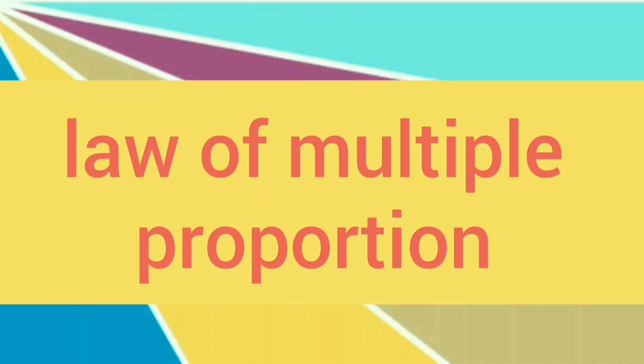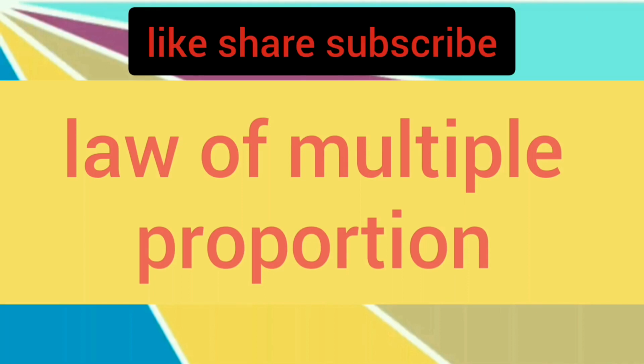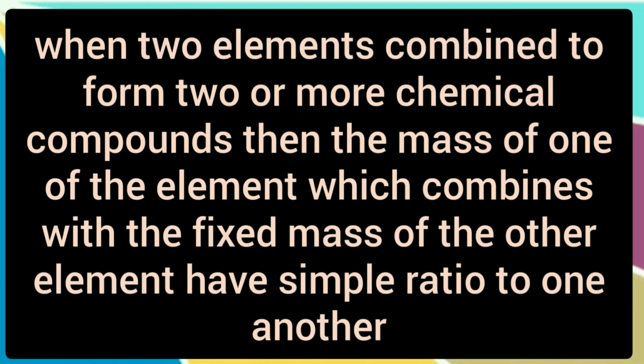Next is the law of multiple proportions. In this law, we select two or more compounds made up of the same elements. This law states that when two elements combine to form two or more chemical compounds, then the masses of one element which combine with a fixed mass of the other have a simple ratio to one another.